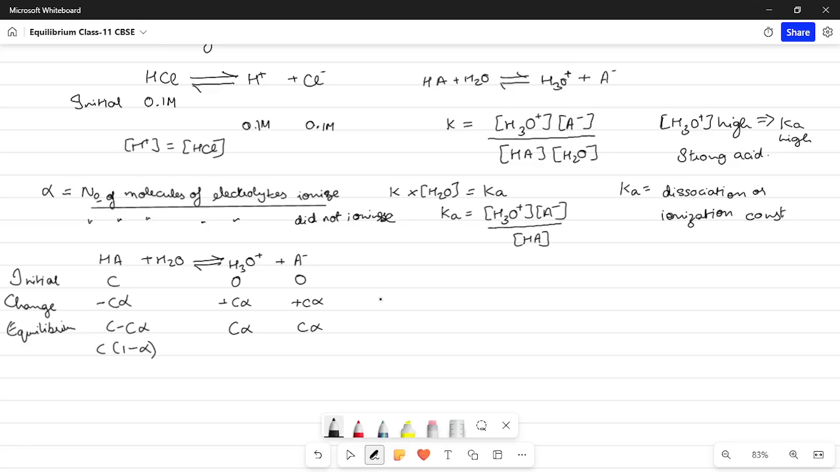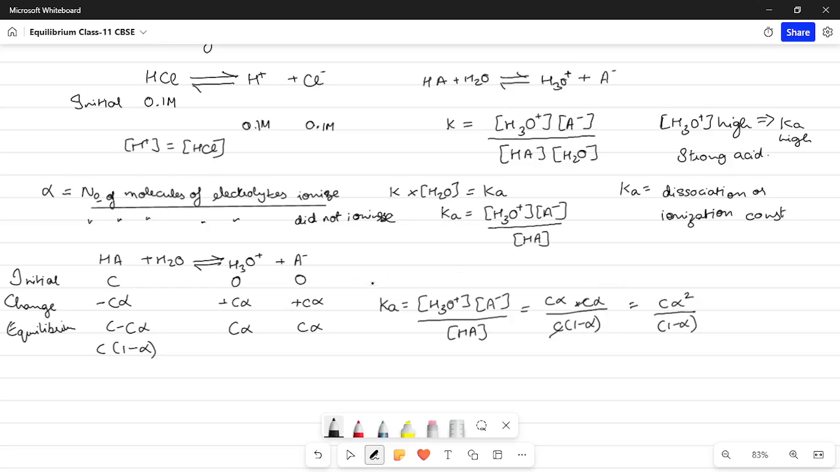So the value of Ka will be equal to the concentration of H3O+ times the concentration of A-, divided by the concentration of HA, right? So let's write down the equilibrium concentrations. It'll be C alpha into C alpha, divided by C into 1 minus alpha. Cancel one C from the numerator and denominator, and you're left with C alpha squared by 1 minus alpha. Using this, we are able to calculate the pH, and I'll get to that in a second.